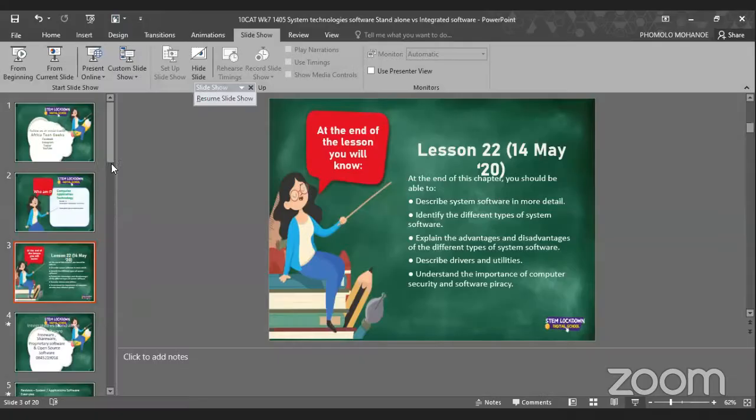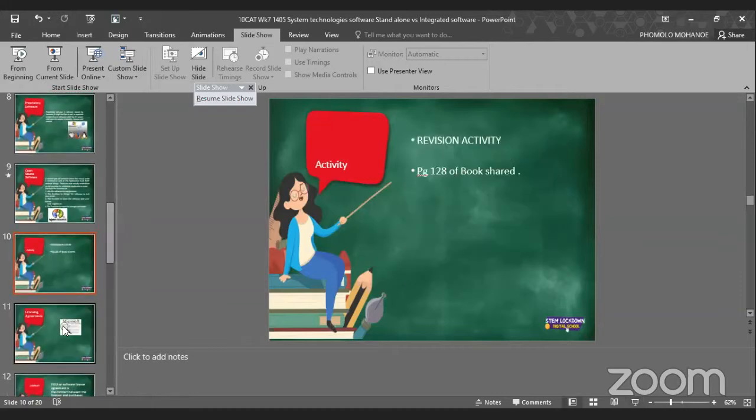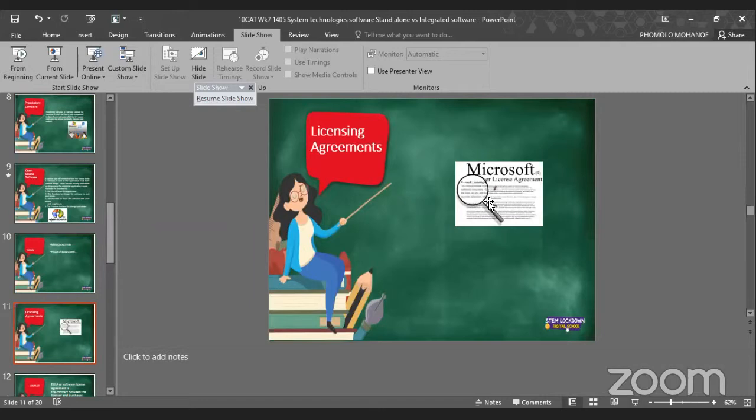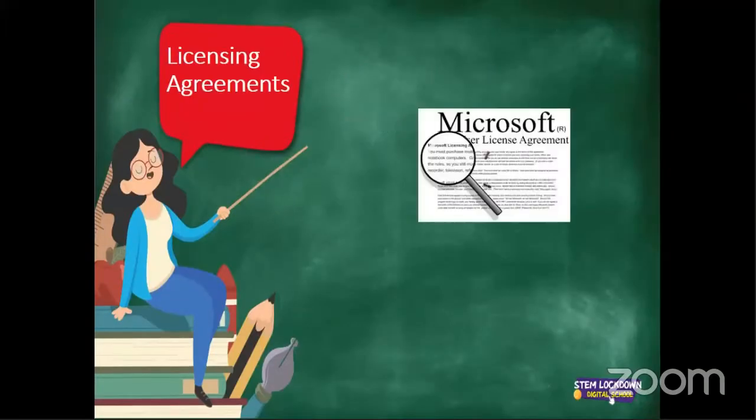Now, since I'm done with that, I'm going to talk about the licensing agreement for software. Remember, these are intellectual properties, and therefore we need to get the rights in order to use them. So, the licensing agreement is where you have to buy the rights in order to use a software product.